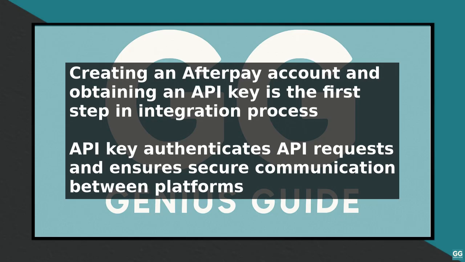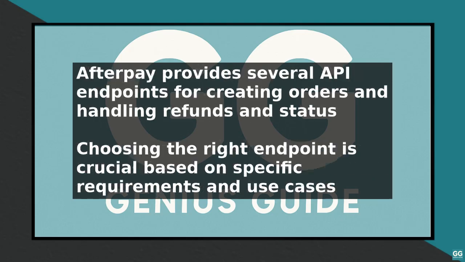Step 3: Sending API requests. To send API requests to Afterpay, you need to use the API key to authenticate your requests. You can use programming languages such as Java, Python, or PHP to send HTTP requests to the Afterpay API endpoints. The requests should be in JSON format and include the required parameters, such as customer information and order details.